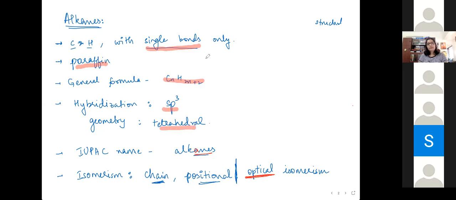So alkanes are made of carbon and hydrogen only, right? What type of bonding do you find? What type of bonds will you find between carbon and carbon, and between carbon and hydrogen?